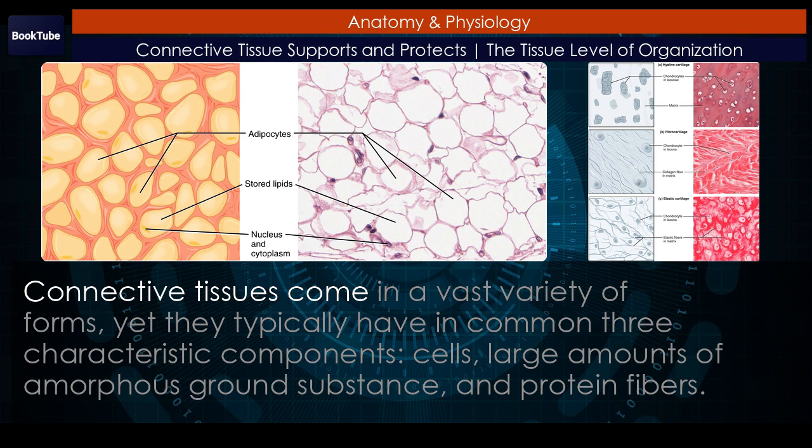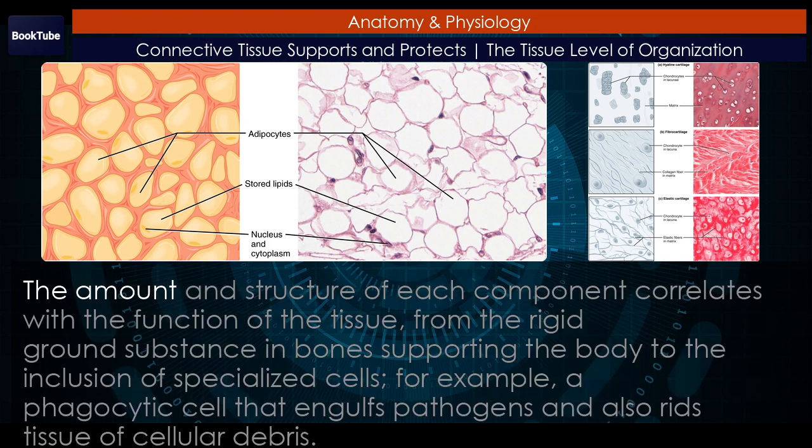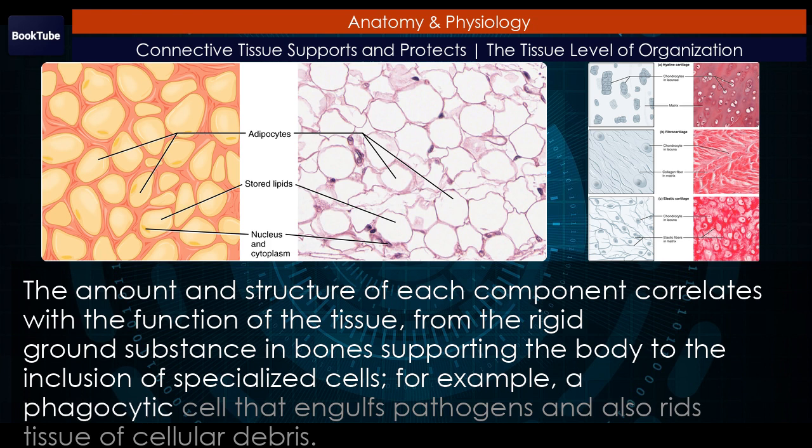Connective tissues come in a vast variety of forms, yet they typically have in common three characteristic components: cells, large amounts of amorphous ground substance, and protein fibers. The amount and structure of each component correlates with the function of the tissue, from the rigid ground substance in bones supporting the body to the inclusion of specialized cells. For example, a phagocytic cell engulfs pathogens and also rids tissue of cellular debris.